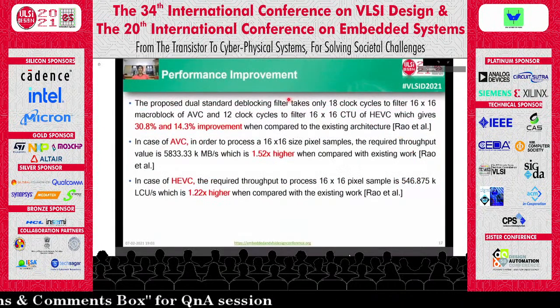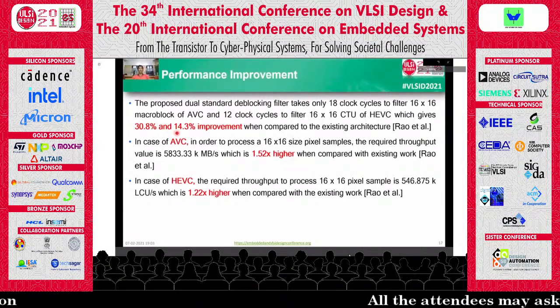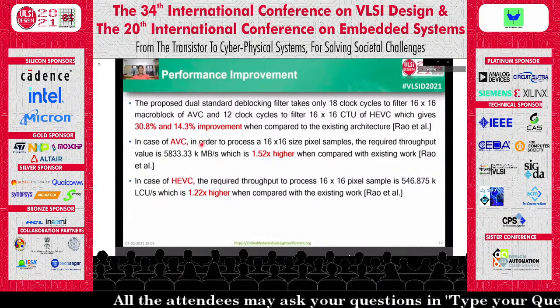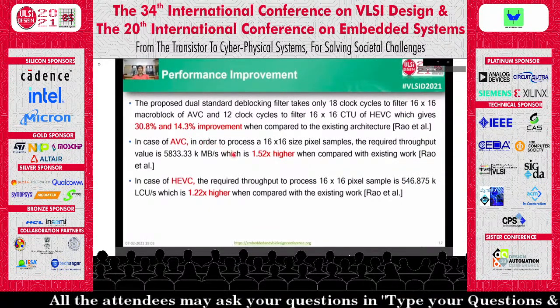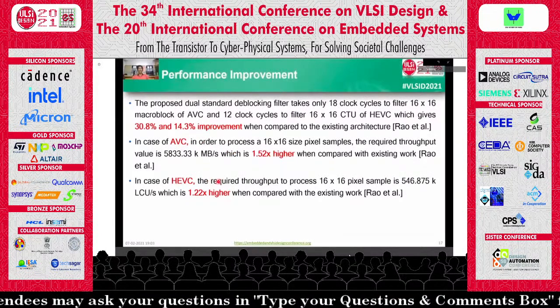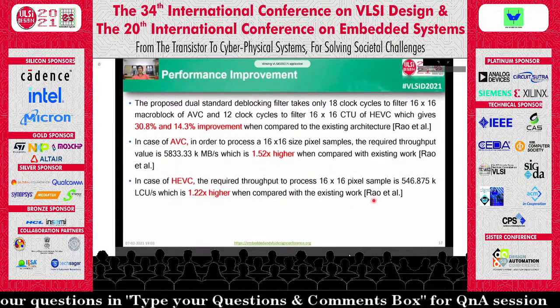Here we can see the performance improvement compared to Srinivasa Rao's paper in detail. It is about 30.8% and 14.3% improvement in clock cycle reduction. Thus, reduction in clock cycles favors the increase in throughput. In AVC, it is about 1.52 times higher, and in HEVC, it is 1.22 times higher compared to Srinivasa Rao's paper.